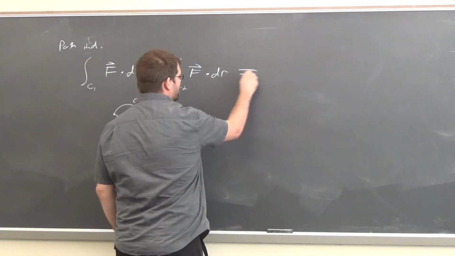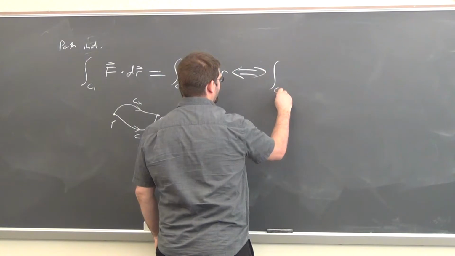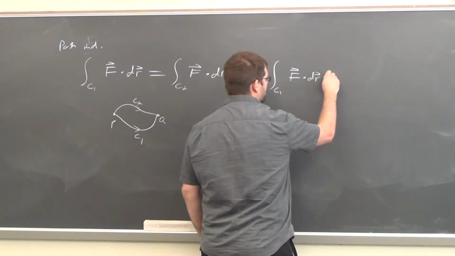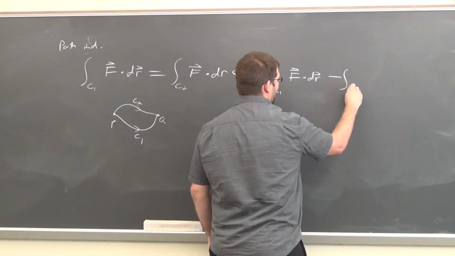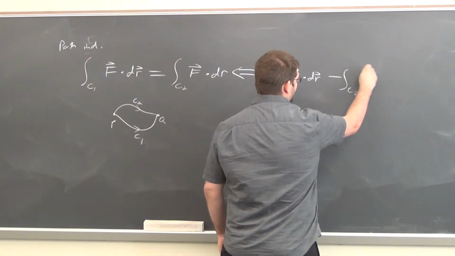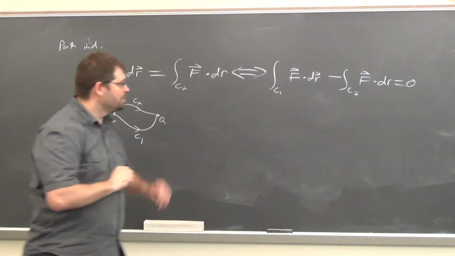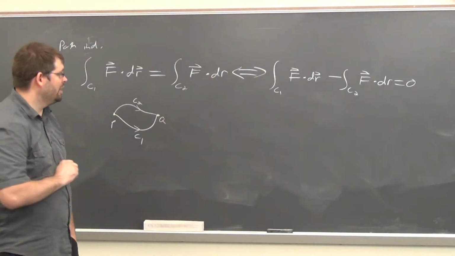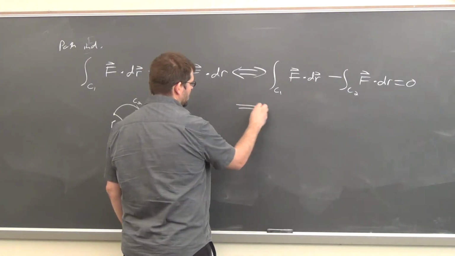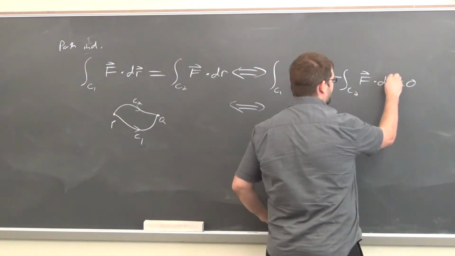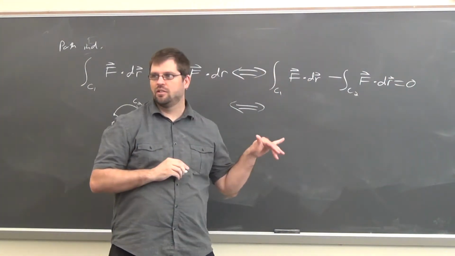Then it should be true that, if and only if, the integral along C1 of F dot dr minus the integral along C2 of F dot dr is 0. Okay? But then I guess we should be a little bit careful here. So what's dr?